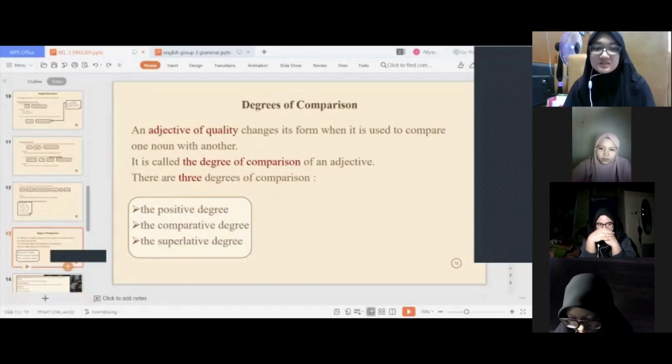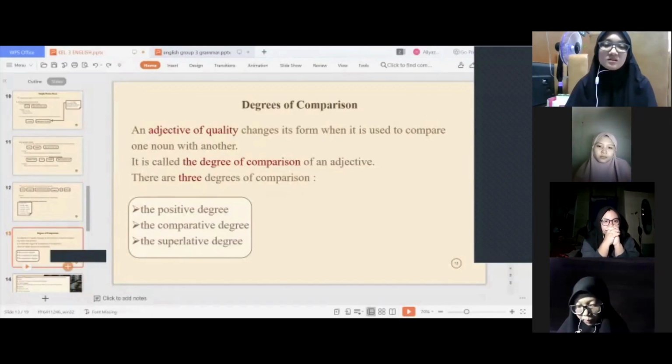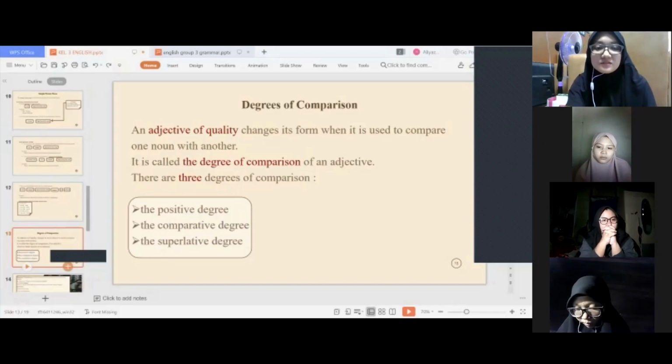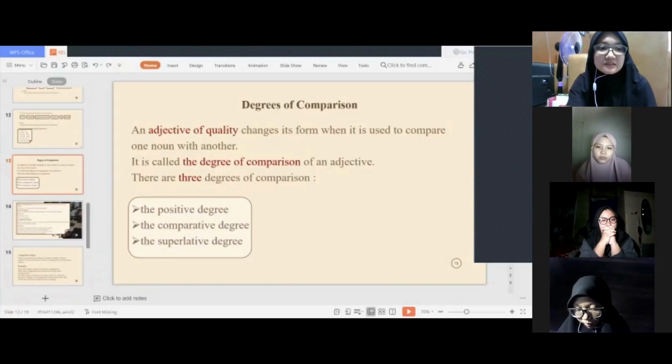Degrees of comparison: an adjective of quality changes its form when it is used to compare one noun with another. It is called the degrees of comparison of an adjective. There are three degrees of comparison: the positive degree, the comparative degree, and the superlative degree.